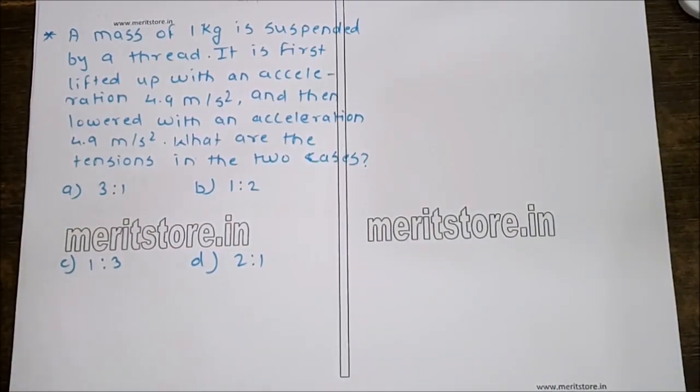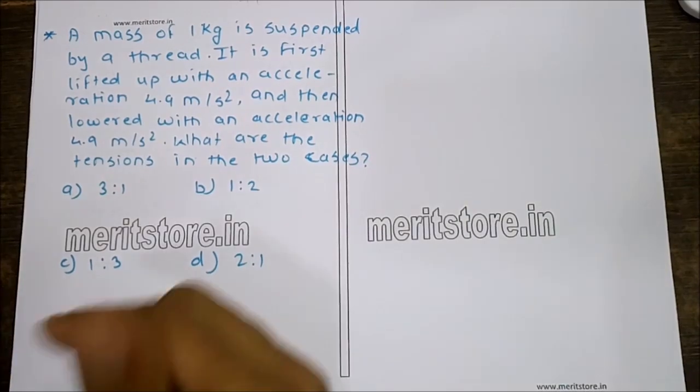A mass of 1 kg is suspended by a thread. It is first lifted up with an acceleration of 4.9 meters per second square and then lowered with an acceleration of 4.9 meters per second square. What are the tensions in the two cases? The options are 3 is to 1, 1 is to 2, 1 is to 3, and 2 is to 1.